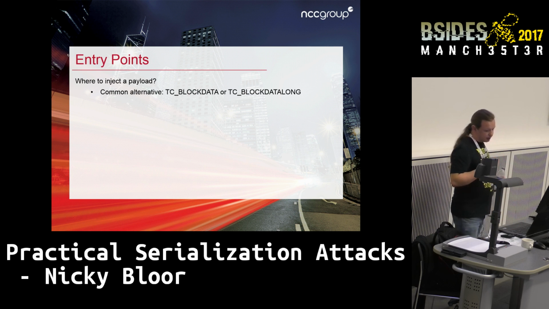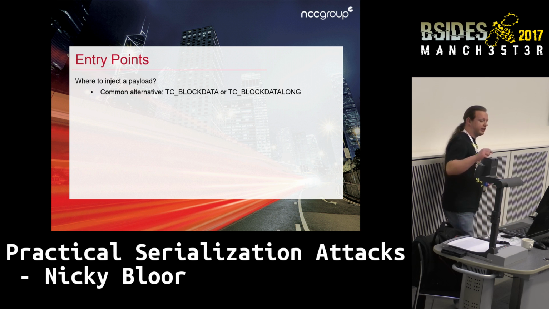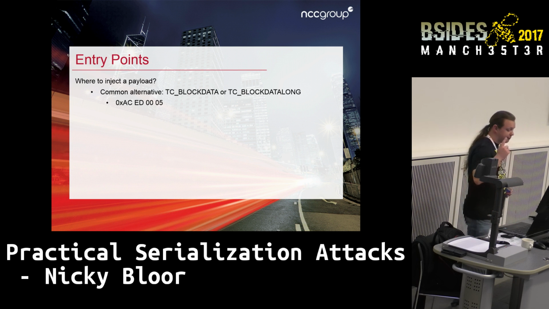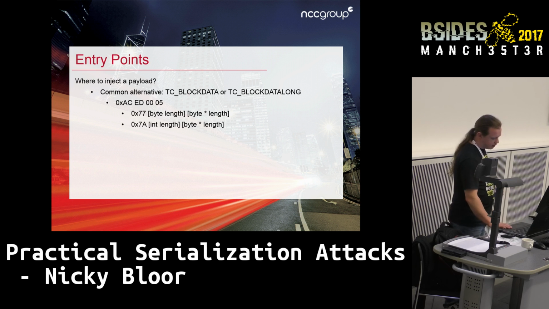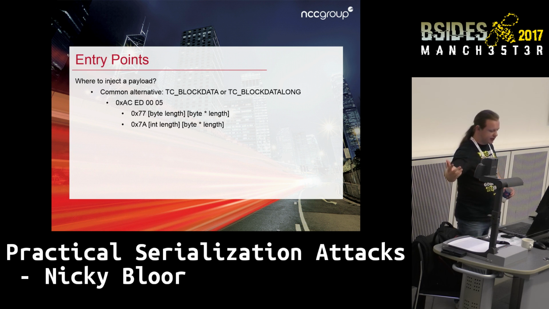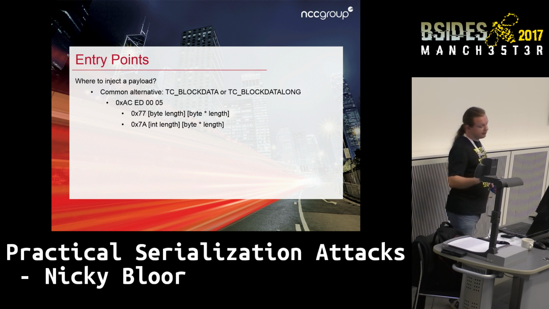A common alternative at the start of the stream, instead of one of the bytes listed there, we might have a block data or a block data long element. So we'll have the serialization header, followed by one of the two: either hex 77, and then a single byte that represents the length of the block of data, and then that many bytes of data. Similarly, 7A for block data long, which has a 4-byte length field, followed by that many bytes of data.